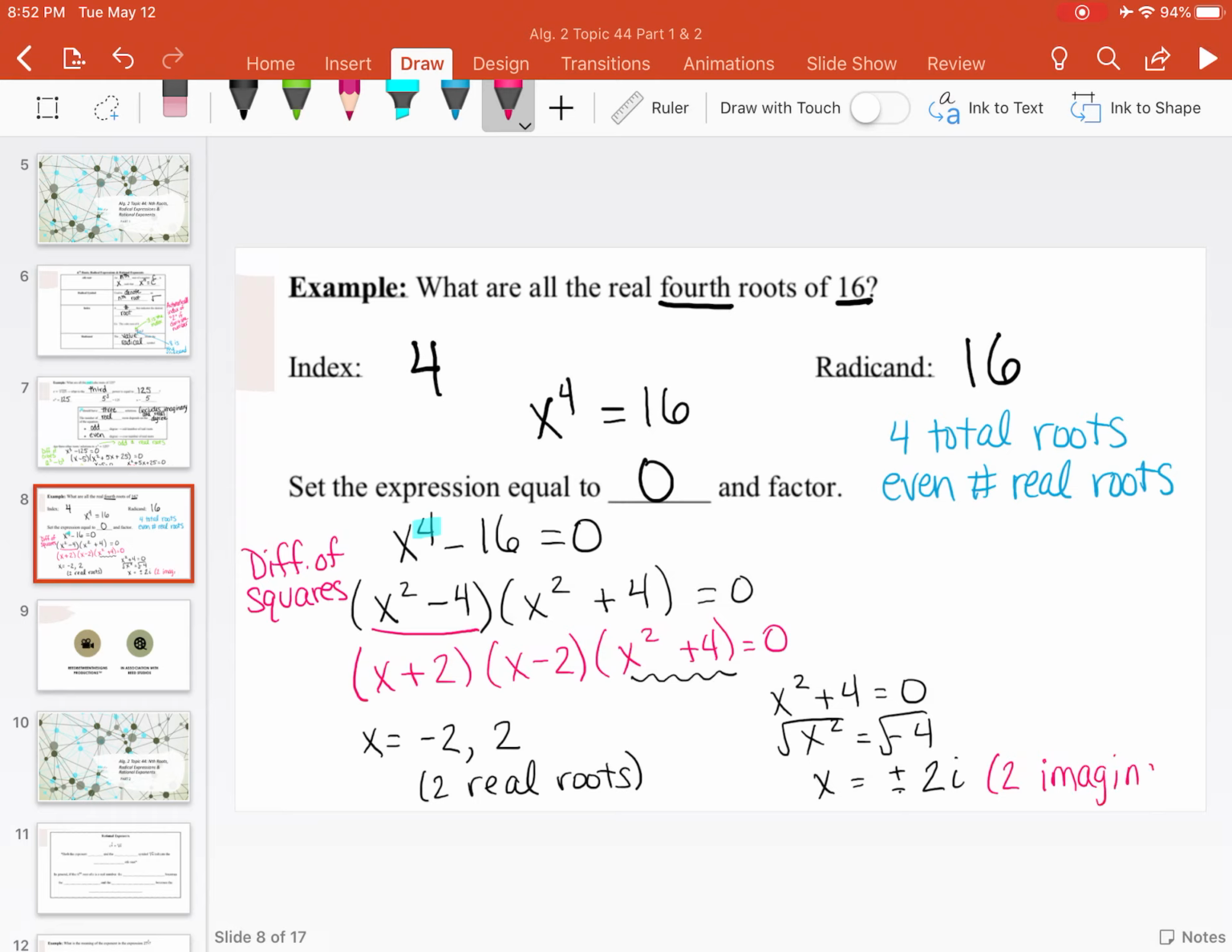So 4 roots total, with 2 being real roots and 2 being imaginary.